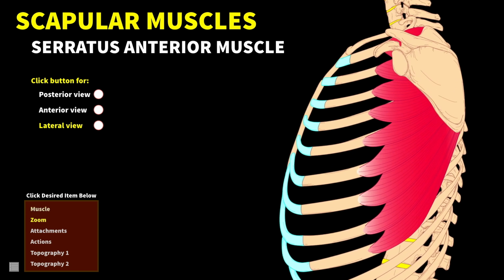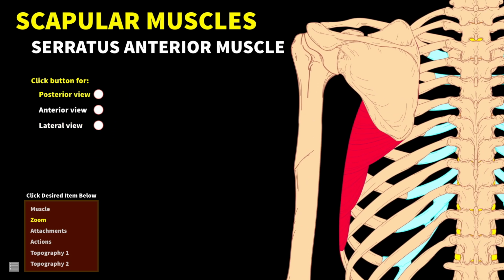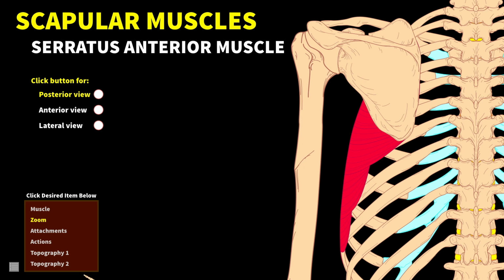Notice from the lateral view that it disappears under the scapula. This is even more evident from the posterior view. It is the anterior view that gives us the most complete view of the muscle.